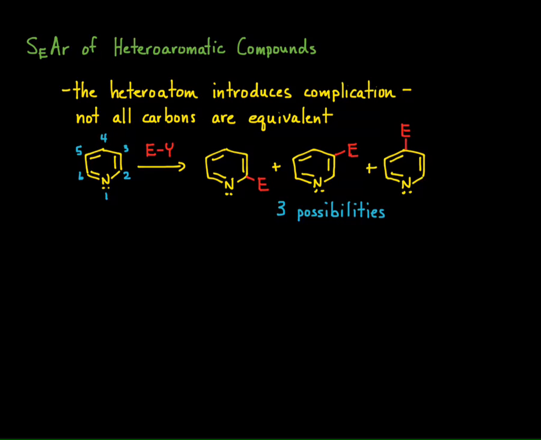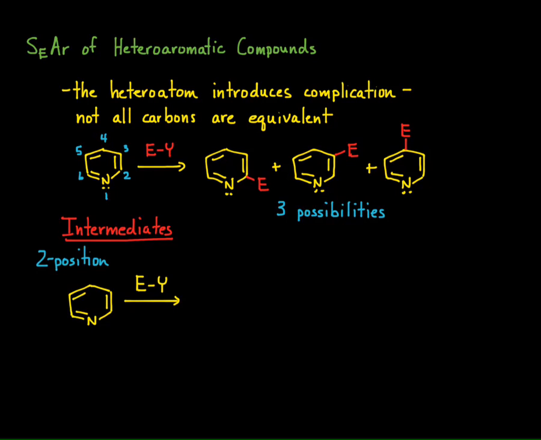And so the question then becomes, is one position favored over the other? In order to determine this, we have to think about the intermediates of these reactions and see if in a certain position intermediates are stabilized over other positions, like we saw in the previous section. So let's take a look at the substitution at the 2 position.